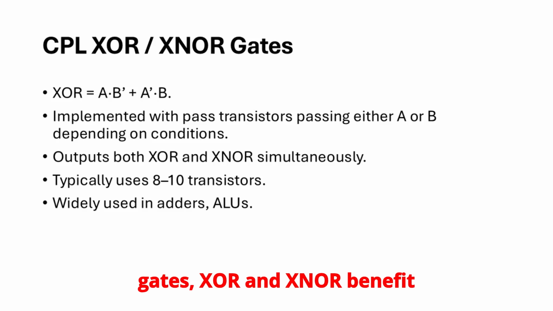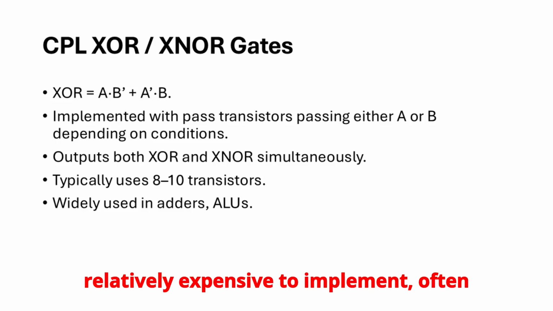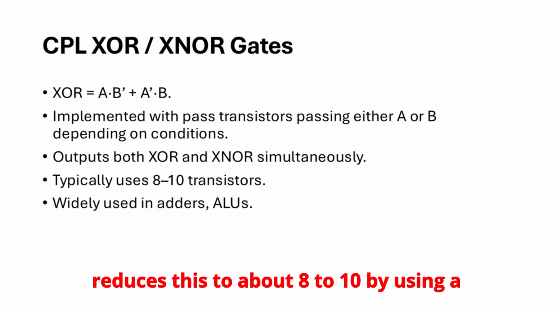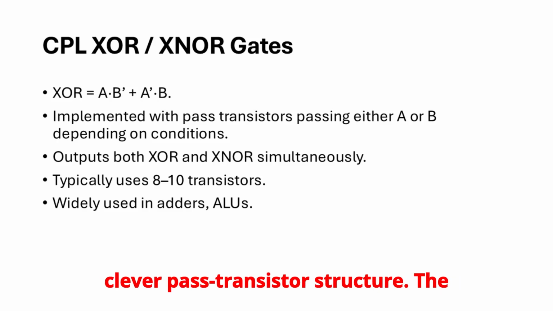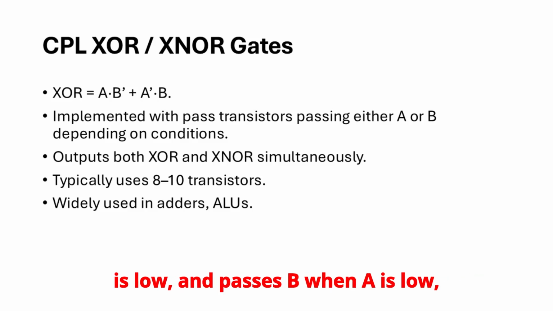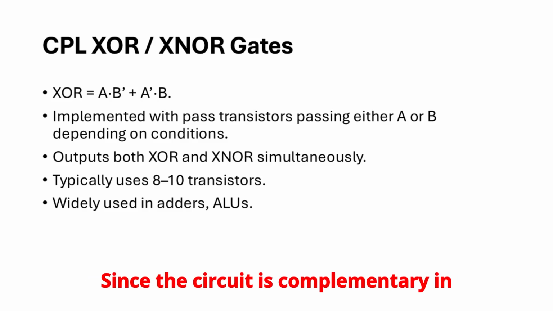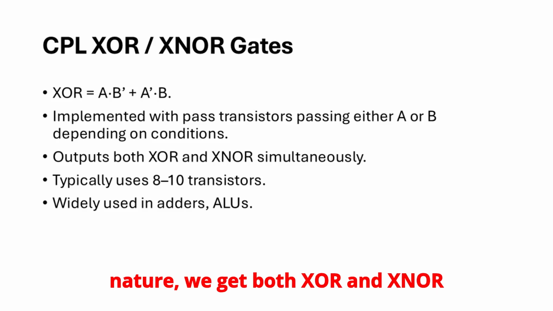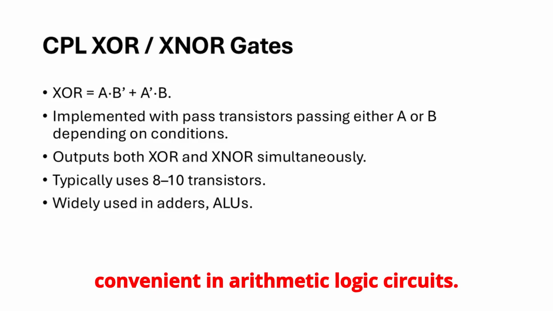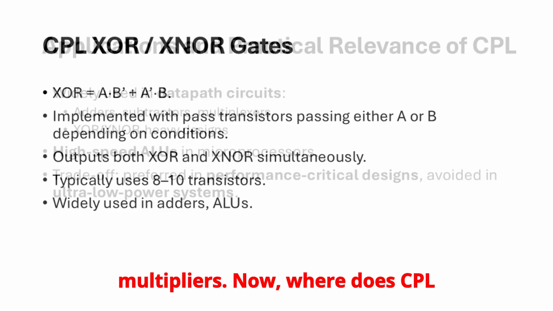Among all gates, XOR and XNOR benefit most from Corporal. In CMOS logic, XOR is relatively expensive to implement, often requiring 12 transistors or more. Corporal reduces this to about 8 to 10 by using a clever pass-transistor structure. The NMOS network selectively passes A when B is low, and passes B when A is low, exactly implementing the XOR function. Since the circuit is complementary in nature, we get both XOR and XNOR outputs in parallel, which is very convenient in arithmetic logic circuits. This makes Corporal especially attractive in data path designs like adders and multipliers.